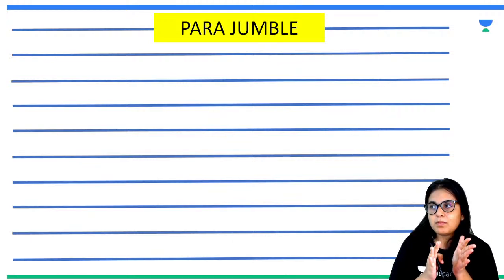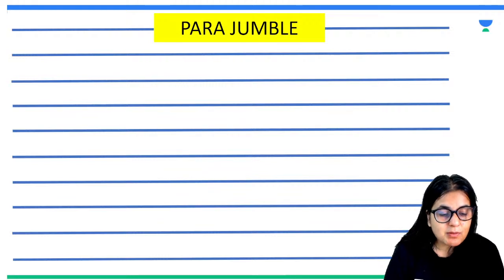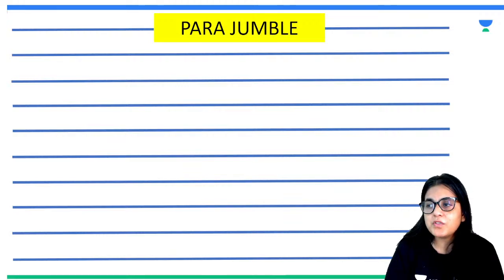First one, para jumbles. Now, para jumble is a very important topic, and it is one of those topics जो CAT students को इसमें बहुत confusion होती है. They never let it go. They always try and practice it a lot.